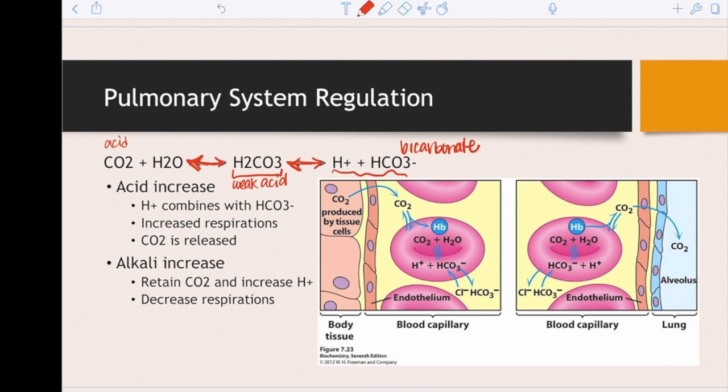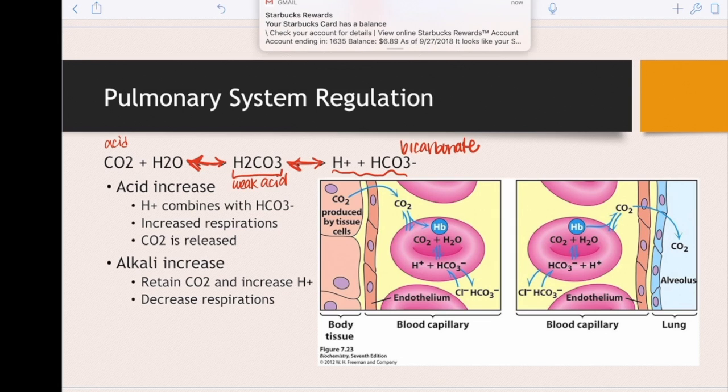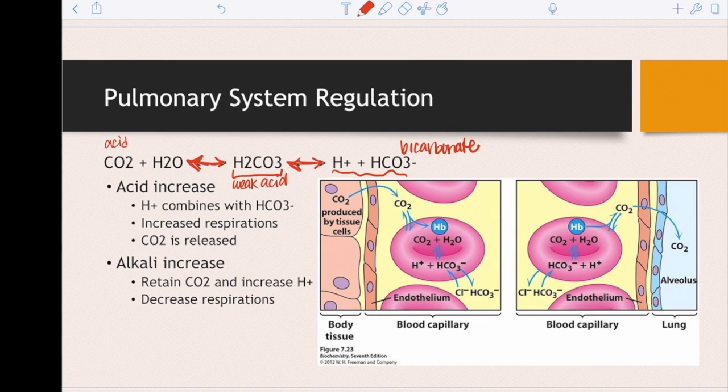If you have an alkali increase or your pH is going up, one way that the body can compensate for that is to retain your CO2. So CO2 is acidic, right? And things are getting too basic. So what can we do to alter that pH? We can start to retain some acid. So to do that, your body's going to know that it needs to respire less. So you're going to decrease your breathing activity.